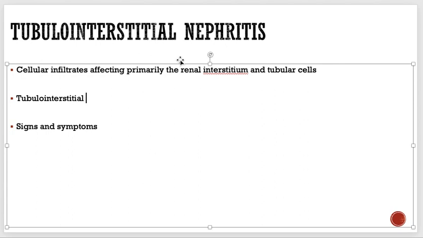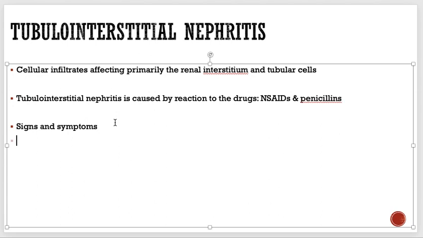Tubulointerstitial nephritis is caused by a reaction, or hypersensitivity reaction, to drugs. Most commonly, which drugs? NSAIDs. You remember, we don't use NSAIDs in anyone who has kidney issues, right? And penicillins.